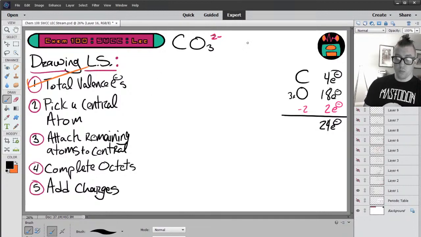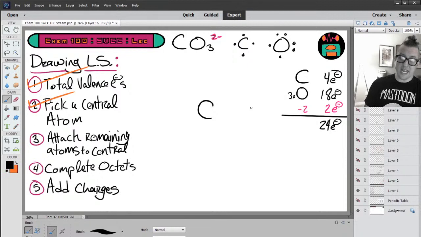All right. When it comes to picking a central atom, carbon has 4 unpaired electrons in its Lewis dot structure. Oxygen has 2. So we're going to select carbon as our central, and we're going to attach our oxygens to our central atom, spending 2, 4, 6 electrons.